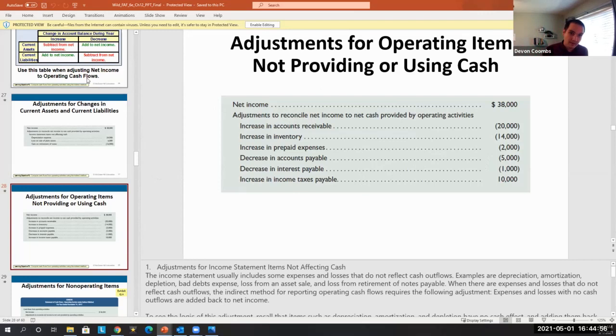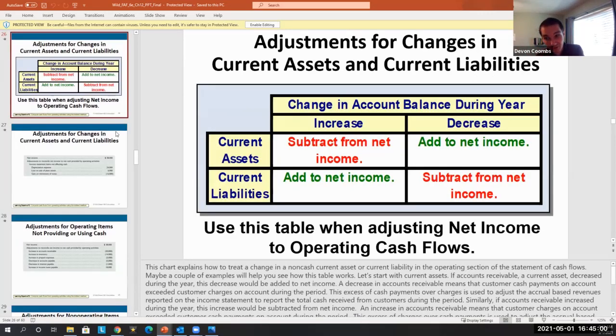So make sure you really understand the concepts of the increases and decreases. And if it's a lot for you, at least memorize this slide. Memorize that if the account balances change during the year, if a current asset increases, you get the reverse. Or if it decreases, you get the reverse. But for liabilities and equities, it's correlated.